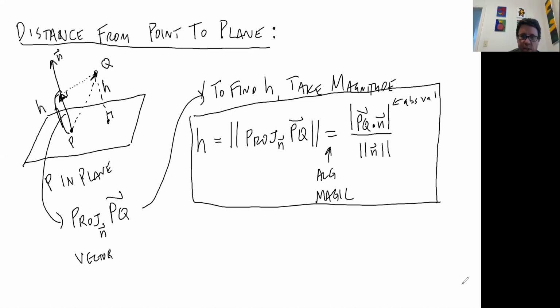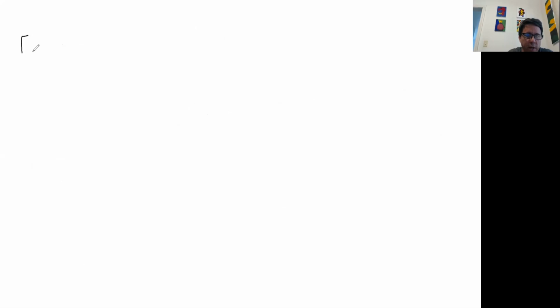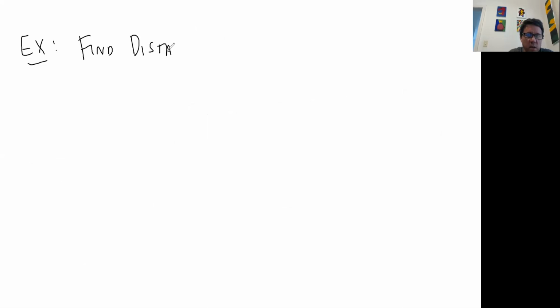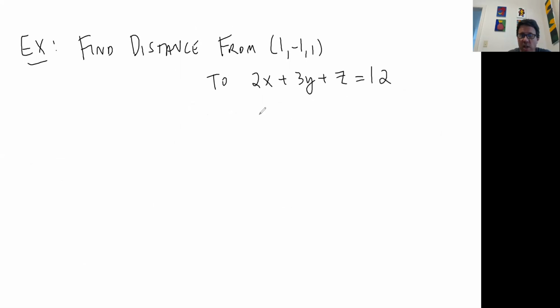Anyway, if you want to do a quick example, and then we'll take a break here. For example, find the distance from, I don't know, we'll use our favorite numbers here, (1, -1, 1) to the plane 2x plus 3y plus z equals 12. So not in standard form, that's okay.